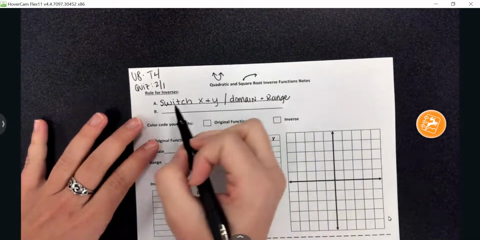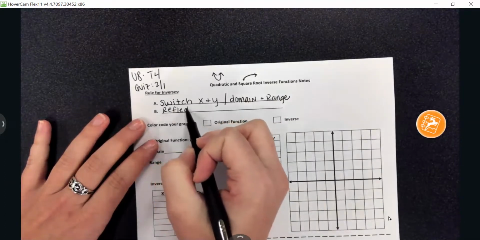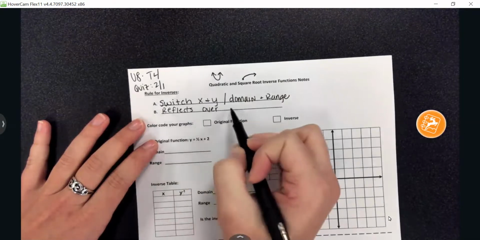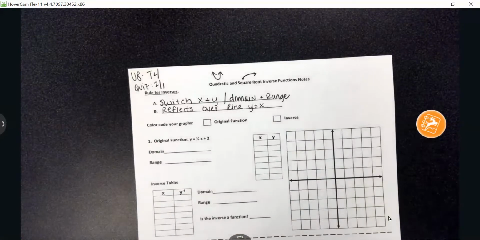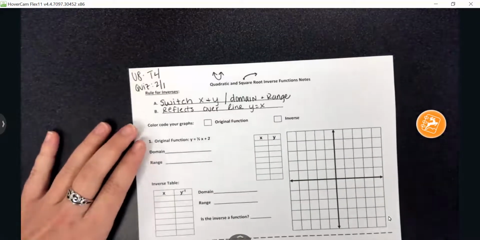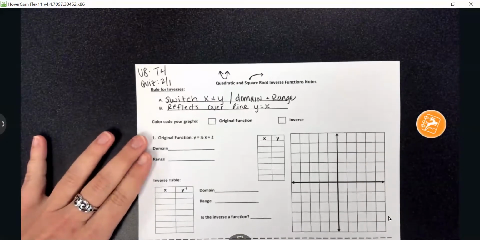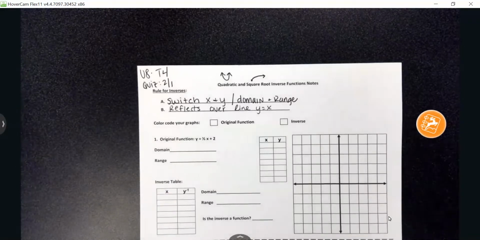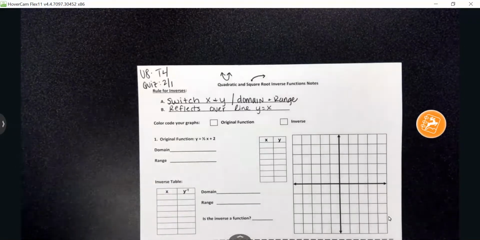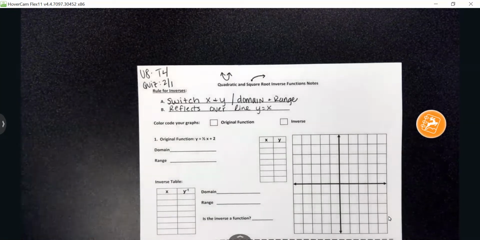The second thing that happens when I have an inverse is it reflects over the line y equals x. So these are the two rules I have to remember when I'm talking about inverse. The minute I see inverse, I should be thinking switch X and Y, switch X and Y. That's what I should think first.